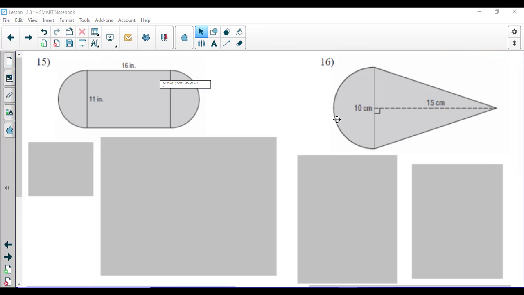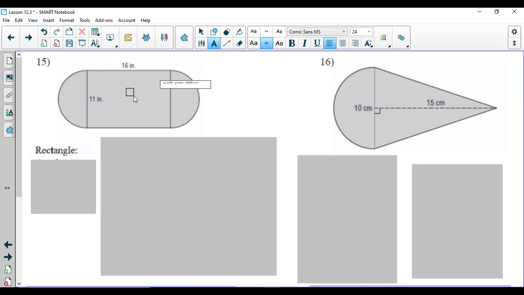Continuing with numbers 15 and 16, we're going to find the area of some more composite figures. So for question number 15, we'll notice that we have a rectangle and 2 semicircles on either side. And those 2 semicircles are the same size, and if we put them together, it'll form one whole circle. So we're going to go ahead and start by finding the area of the rectangle. I'll call that region 1, and I'll highlight that in yellow. So that's going to be this space right here.